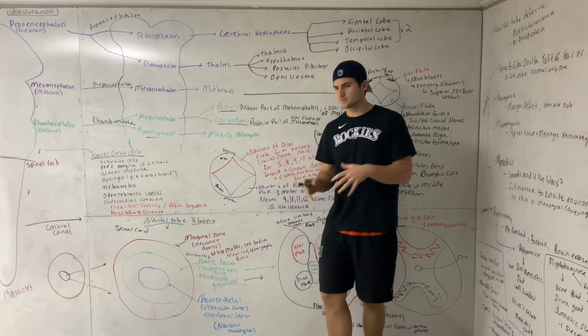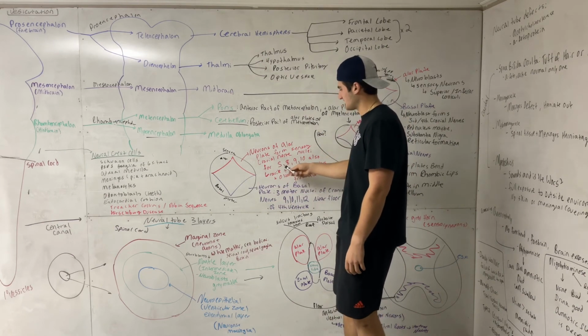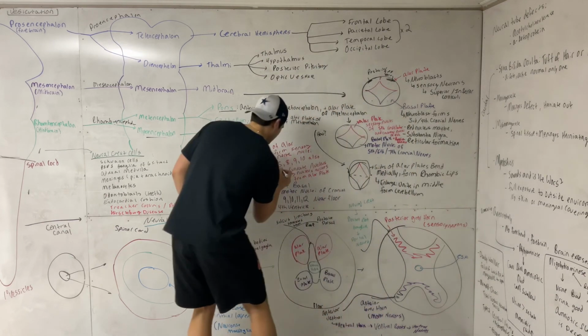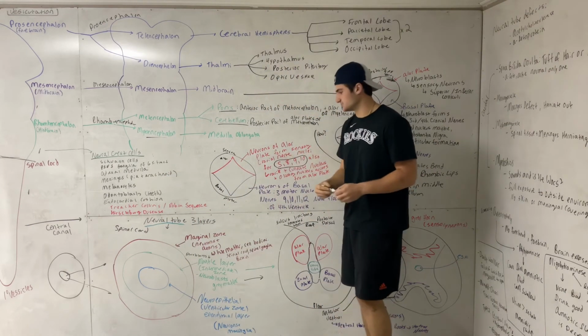But the main thing to memorize: sensory input for cranial nerves 5, 8, 9, and 10. I'm circling them. 5, 8, 9, and 10. Sensory. Alar plate, sensory. Boom.